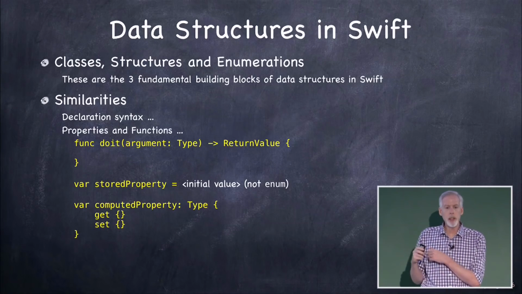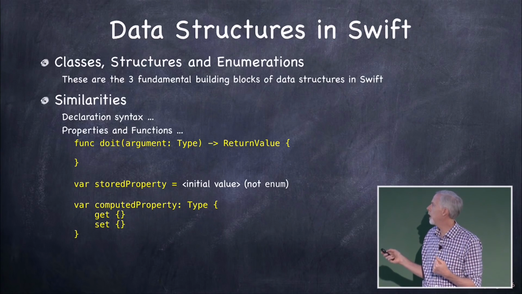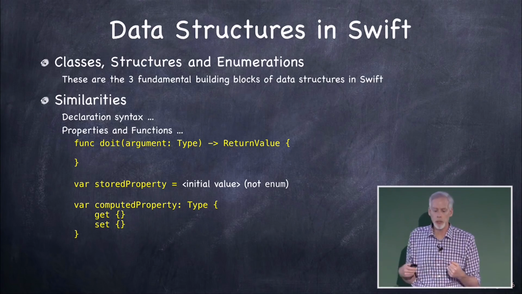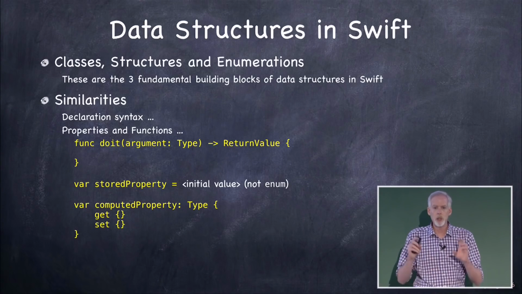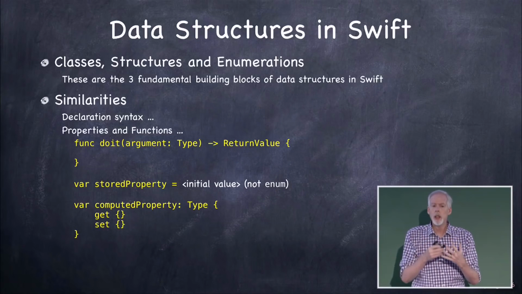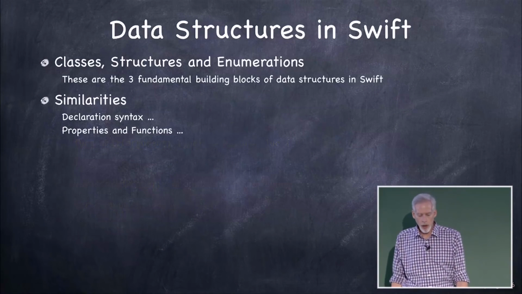They're also similar in that they can have properties and functions. So you can have functions on them, and you can have properties. Enums cannot have stored properties. Only structs and classes can have stored properties, but enums can have computed properties. The storage of an enum, remember, is the cases. It's a discrete value thing, so it's the cases and their associated values. That's its storage.